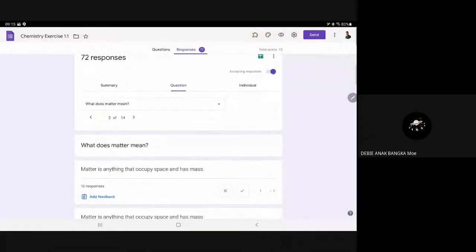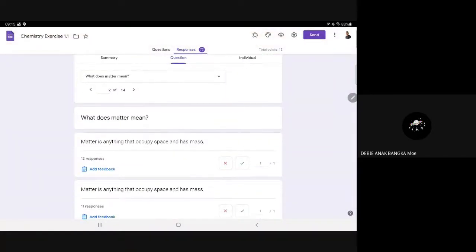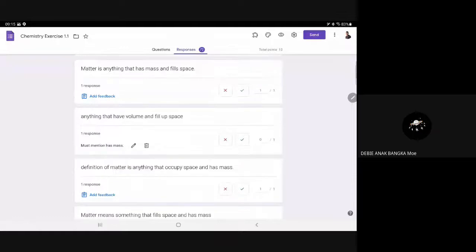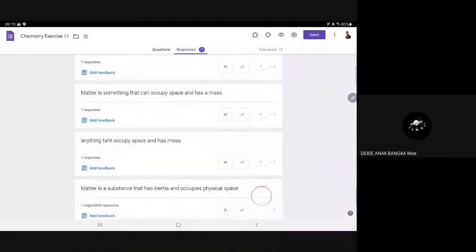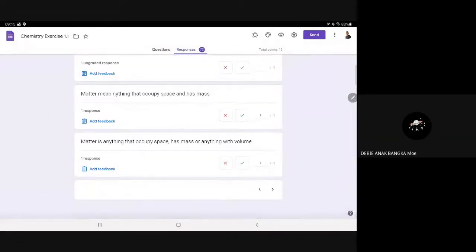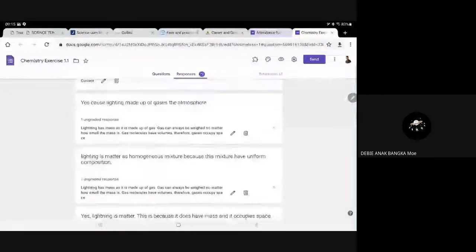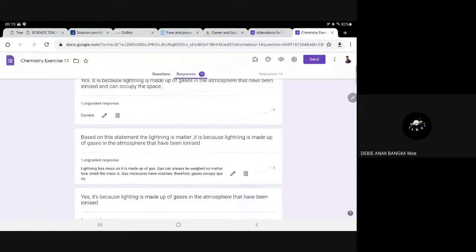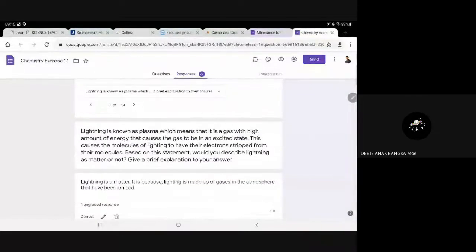The next question is, what does matter mean? This is pretty much most everyone can answer sebab ada dalam nota and you have gotten the copy of the nota itself. So I'll proceed with the next question. Okay, alright. So this one I have already given you. Kalau kamu tengok saya ada bagi feedback dekat situ, I have written this. You should be able to check later lah.